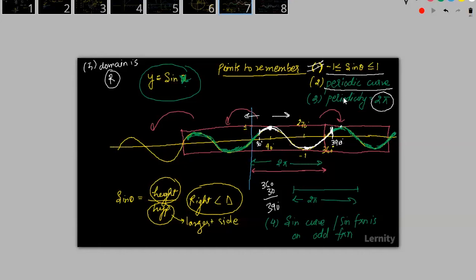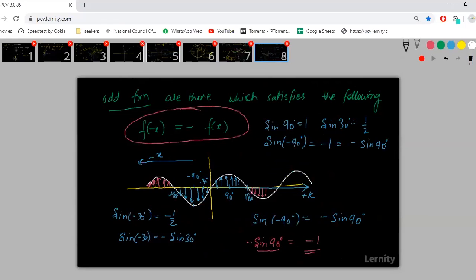Okay. Next, the sine curve or sine function is an odd function. Odd function means if you are taking positive in this direction... odd function and even function I have explained in this curve. If this is true for sine, that means it's an odd function. So sine of minus x will be equal to minus of sine x. If this is true for all sine functions, that means sine is an odd function.